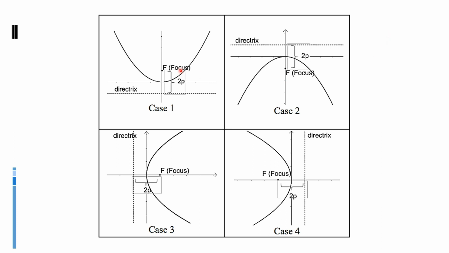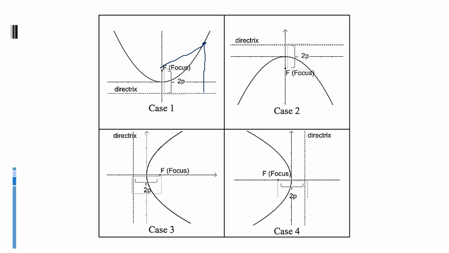So, based on the definition, as he said earlier, any point here, so let's say we have a point here, is equidistant from the focus, the distance is the same, and from its directrix. Any point there is always equidistant from the focus and from the directrix.